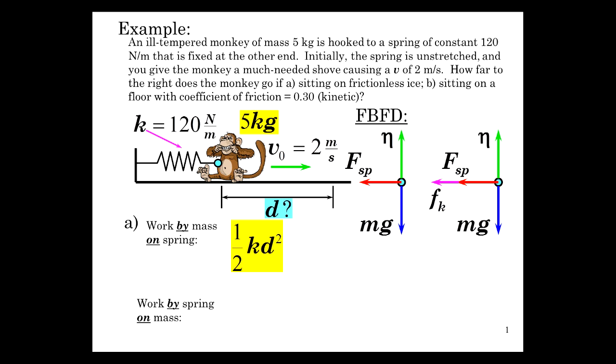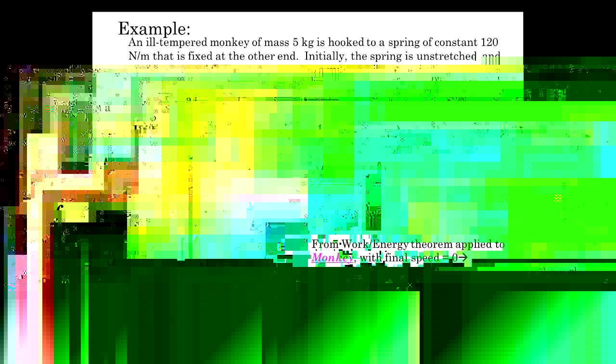Okay, so now work by spring on mass. What work does the spring do on the mass? Well, as the mass goes to the right, the spring is pulling to the left. So since they're oppositely directed, it's minus 1/2 kd squared. Very important: the spring is doing negative work. The mass is doing positive work. All right. And the total work on what? Well, on the mass. Total work done on an object is delta K. That's the work energy theorem.